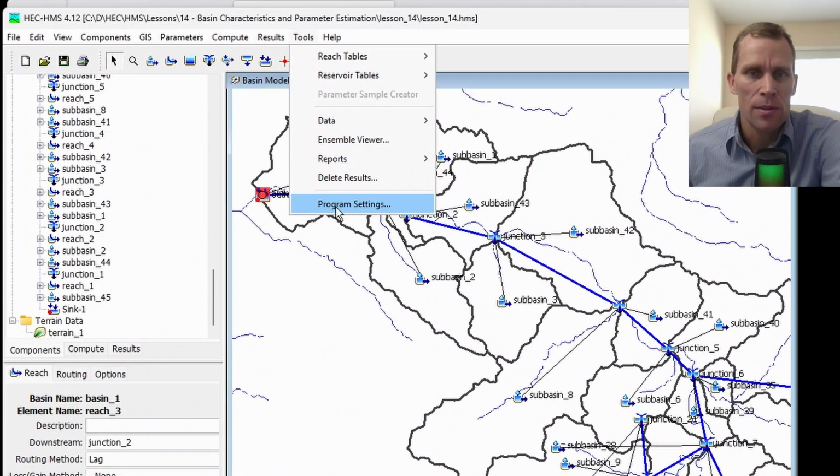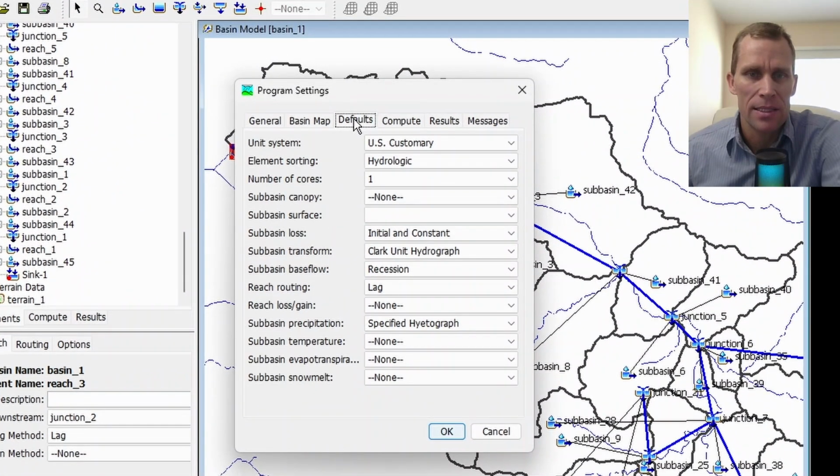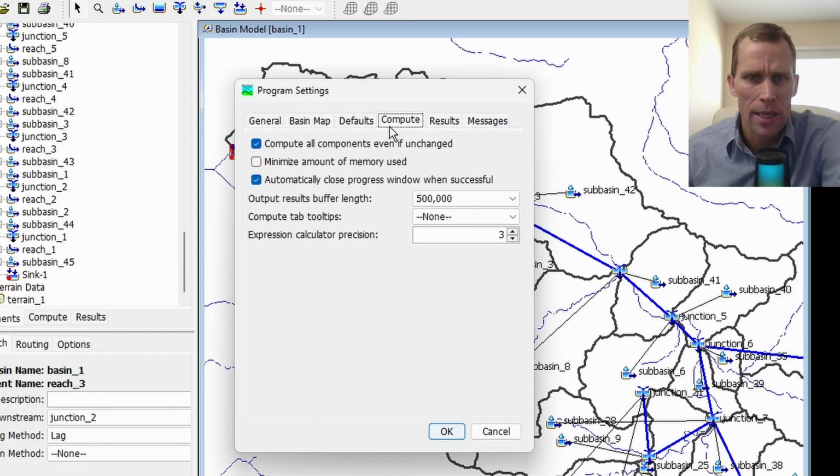I can go to Tools, Program Settings, and then select Defaults, no, Compute, and the expression calculator precision has a value of 3. That's the default, but it can go all the way up to 5. So I'm going to change it to 5, and it's really the significant figures. It's not the precision. So just keep that in mind. So I'll go ahead and click OK.